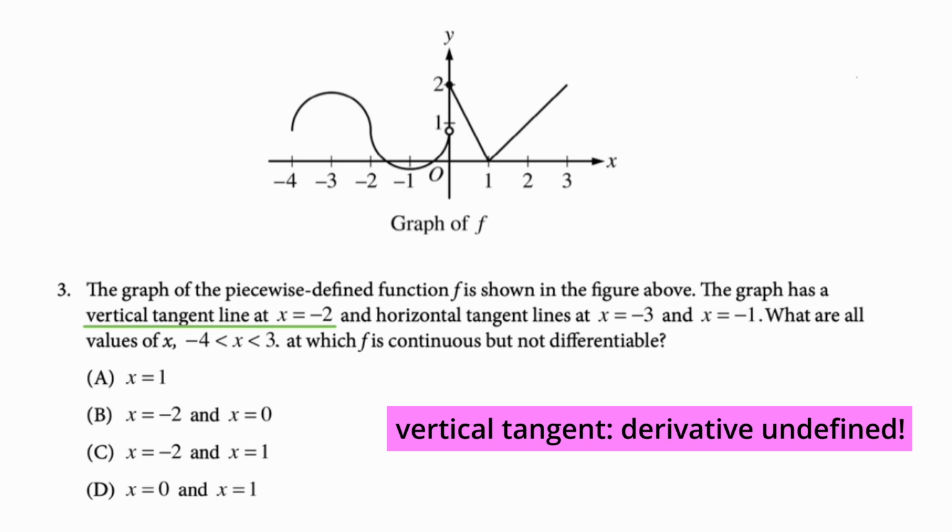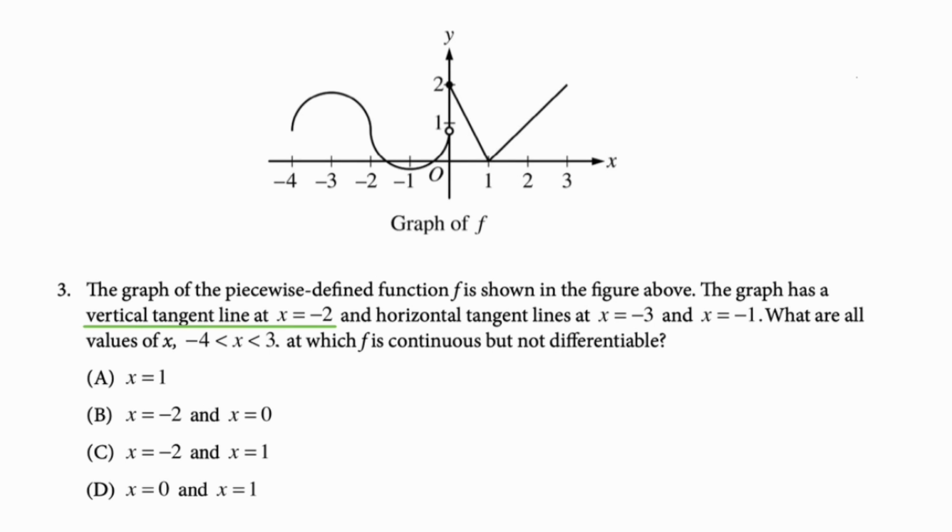So that vertical tangent line is going to be one of our answers because the derivative will be undefined, but the function is definitely continuous there because we can look at it and see that. So here's one of our answers. X equals 0, not continuous. Horizontal tangent lines, the derivative is 0, so that's fine. And then at x equals 1, you can look and see definitely not differentiable, but definitely continuous. Our answer is going to be C.